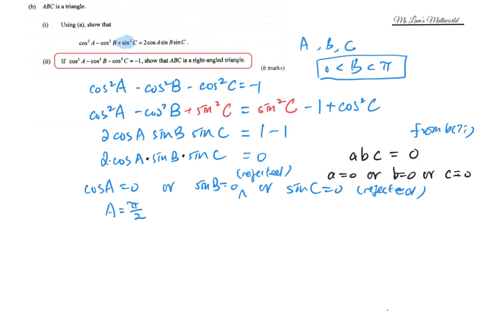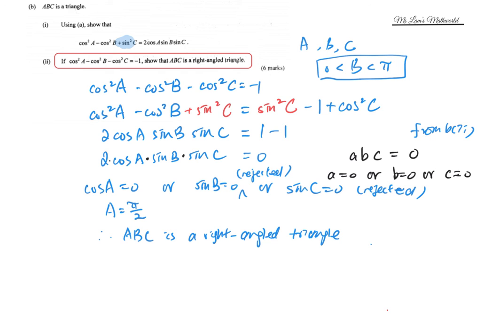That means we got A here to be pi over 2. That means 90 degrees. So as we know that one of the angles is 90 degrees, that means ABC is a right angled triangle.